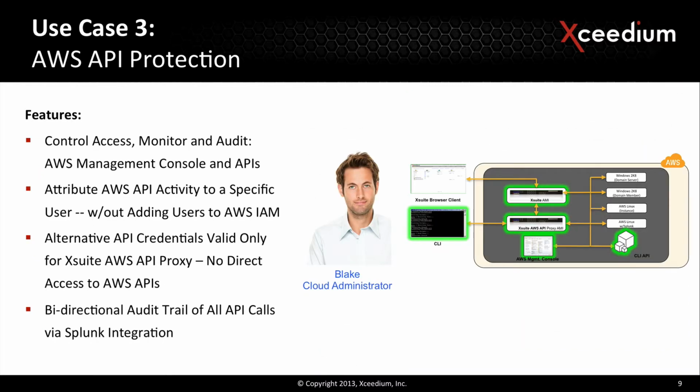In the third use case, you'll experience how Xsuite protects the AWS Management APIs and provides real-time logging of actions taken through those APIs. The AWS Management Console APIs provide a significant benefit to organizations since they make it possible to automate routine interactions with the system. But they also represent a significant risk because of the wide-ranging power they provide to users and the difficulty of logging exactly what's happening with the system.